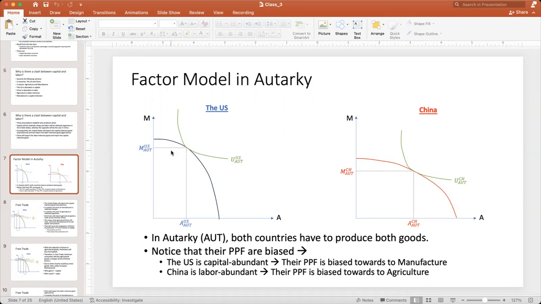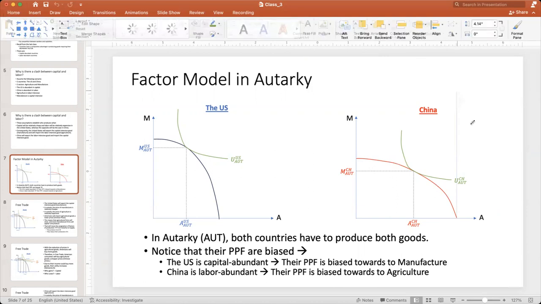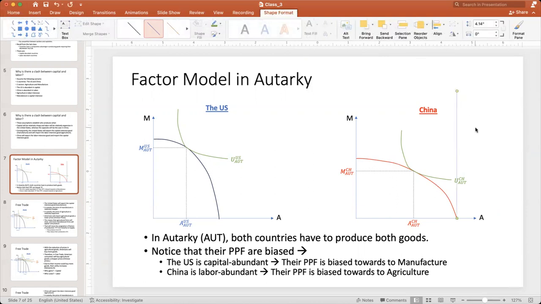each country. As you can see, the PPF in the US is biased towards the manufacturing goods. And in China, the PPF is biased towards the agricultural goods. What does that mean? That means that China produces more agricultural goods. If they decide to use all their production factors to produce only agriculture, the level of agriculture is higher than in the US if they decided to produce only agricultural goods. The same as in manufacture.